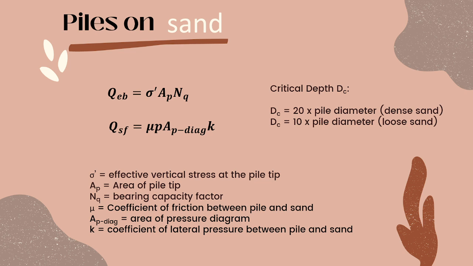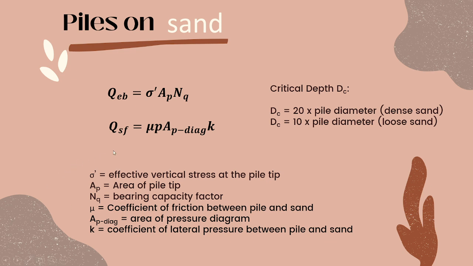So your piles can be piles on sand or piles on clay. So kapag piles on sand, the end bearing can be calculated by multiplying the effective vertical stress at the pile tip times the area of the pile tip times your bearing capacity factor NQ.